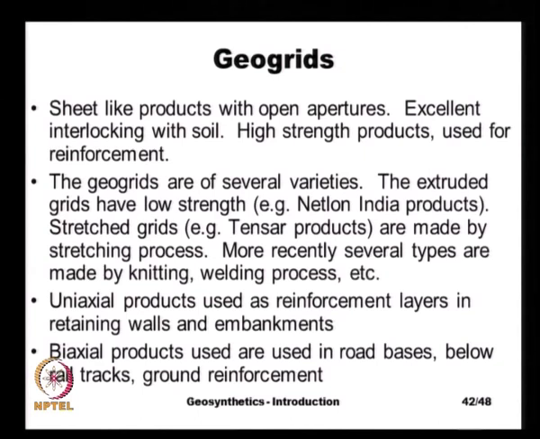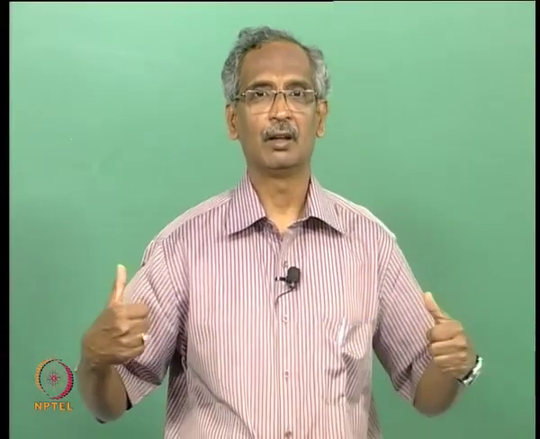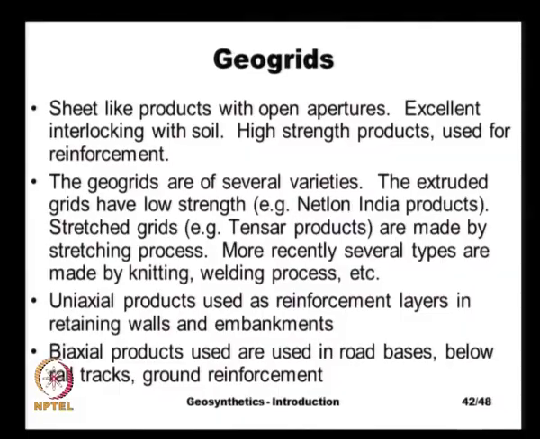One good example is the Tensar UK, where they pioneered the polymer technology and the manufacture of geogrids, very high strength geogrids which are highly durable, and these are made by a stretching process, so they are called Tensar products. Basically these are all tensioned elements. And more recently there are other varieties of geogrids made by knitting process or welding process and so on.